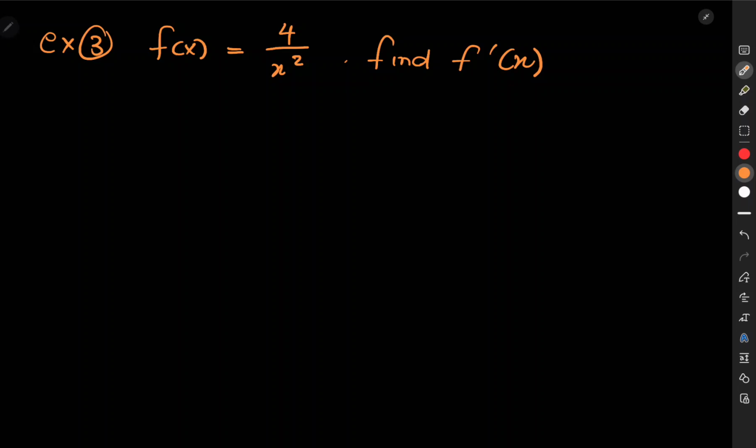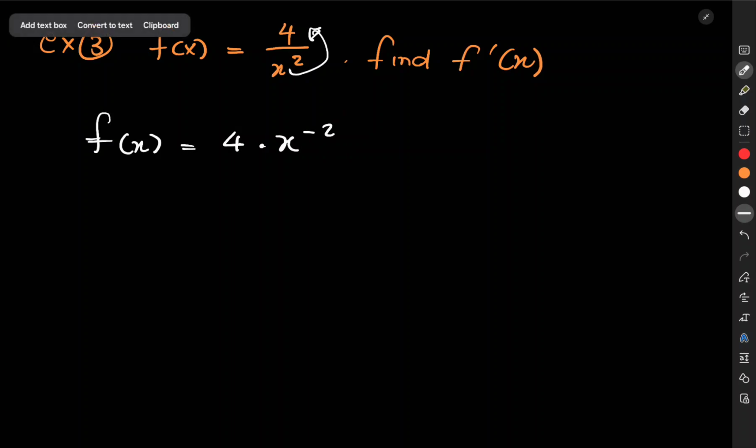So in this example, we're given f of x is equal to 4 over x squared, and we're told to find the derivative. The easiest way to find the derivative on this one is to first apply the laws of exponents. Before we derive, we rewrite that as 4 multiplied by x to the power of minus 2. So we're basically taking this to the top, and we're changing the sign of the exponent to be negative.